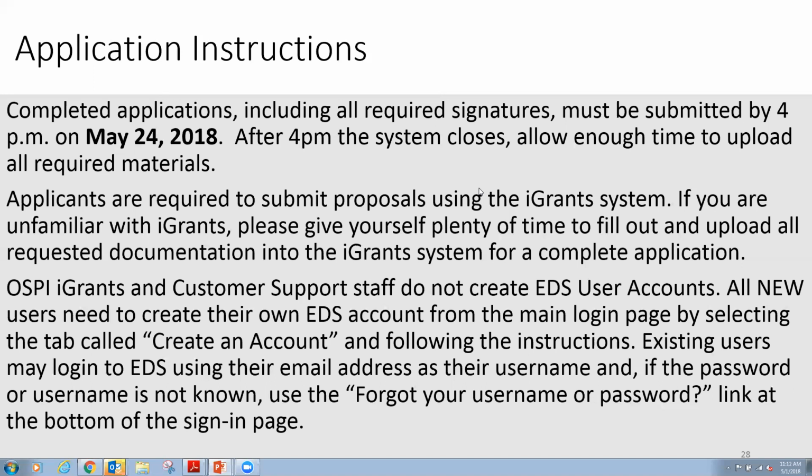That's why it's really important to put your building codes in and the name of the school district and the buildings so that we can easily identify who you are.